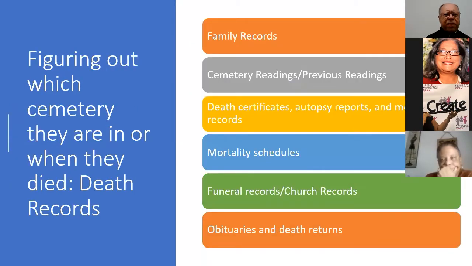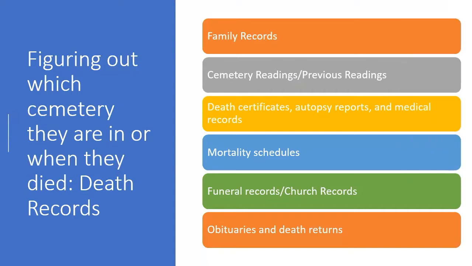A key question is figuring out which cemetery our relatives are in or when they died. We're talking about death records. Well, the first place to look are family records. Family Bibles may give you some indication. Other family literature may give you information. Cemetery readings, which I'll talk about, and previous readings can give you some insights. Death certificates, autopsy reports, and medical records can also give you some insights.